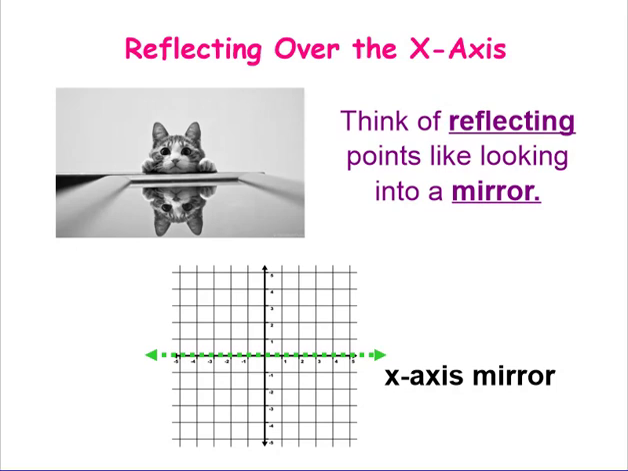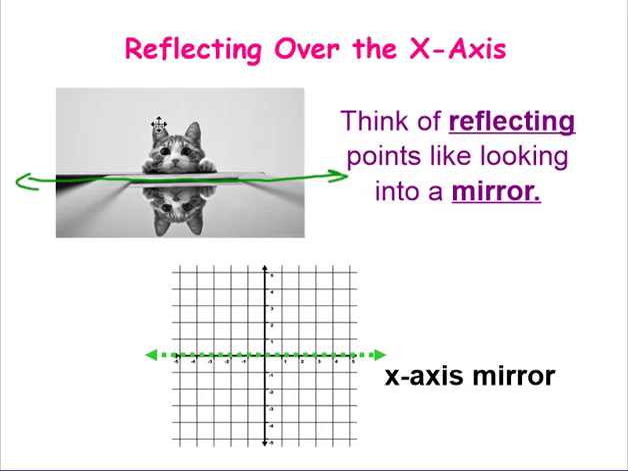Okay, so first let's talk about reflecting over the x-axis. Remember I said think about reflecting points like looking into a mirror. So here you have a coordinate plane, and I've highlighted for you where the x-axis is. And in this case, I'm calling it the x-axis mirror. And then here you have a cute little kitty, and here is the kitty's x-axis as well.